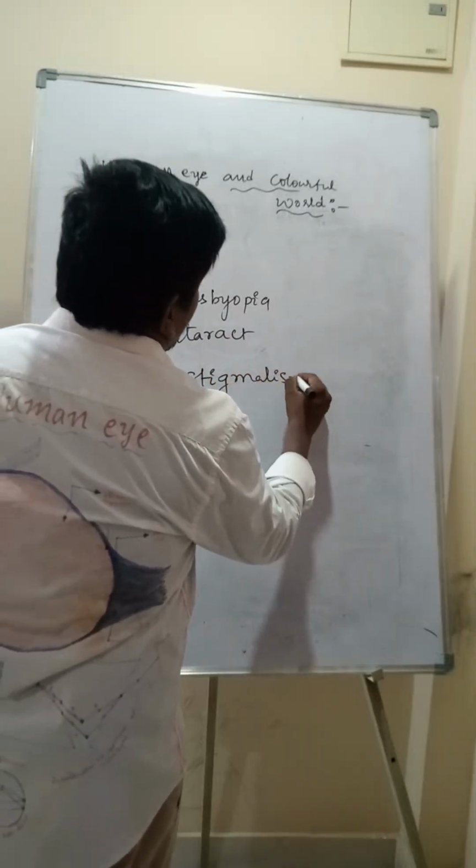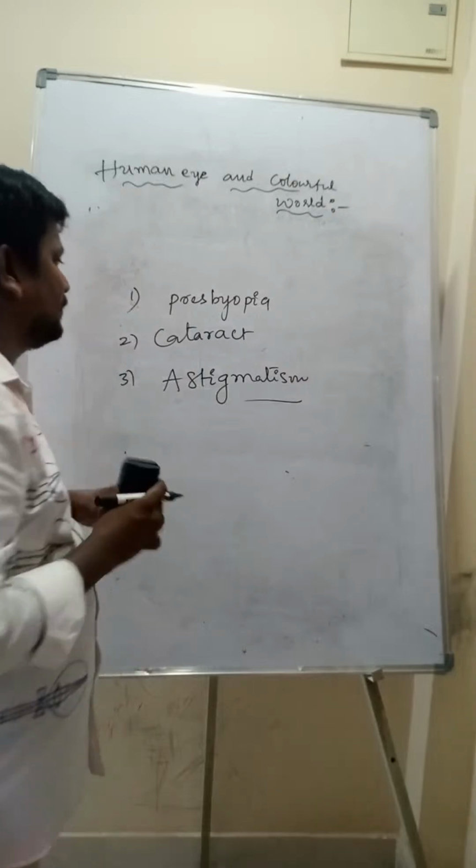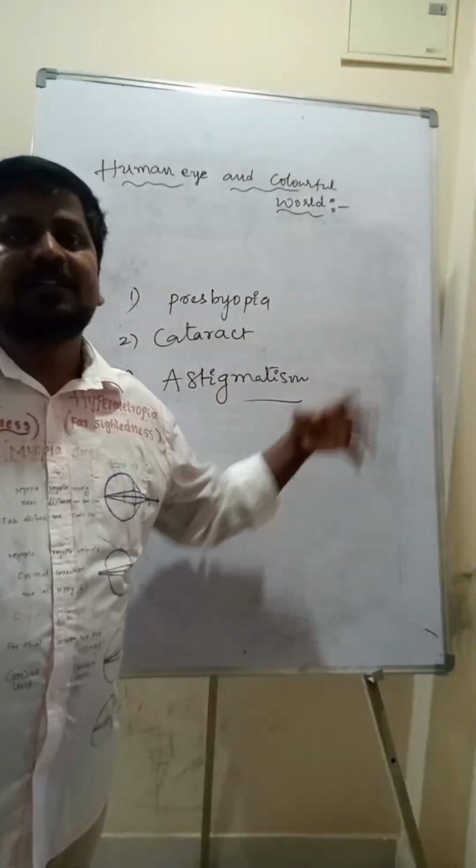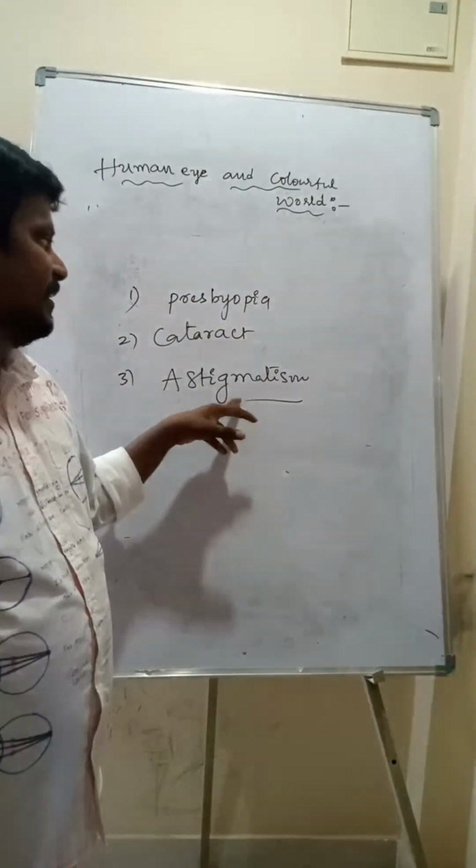Here in this case, the person can't see the vertical lines and horizontal lines properly. So by using a suitable cylindrical lens, we can correct this defect.